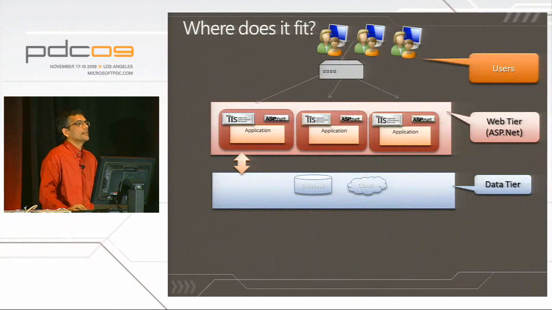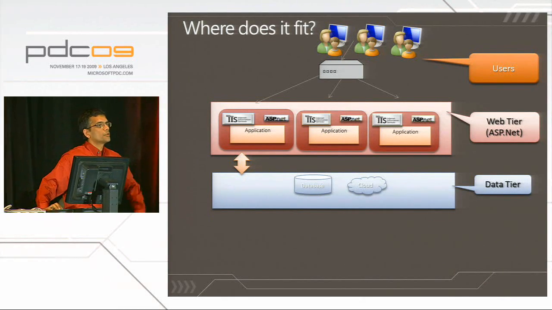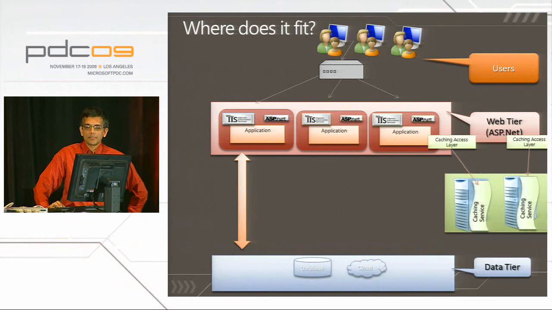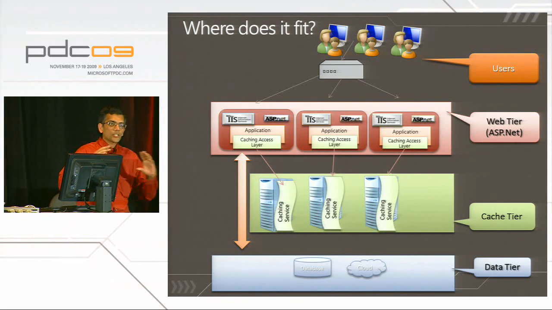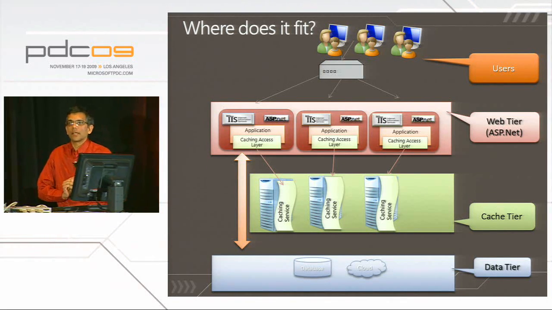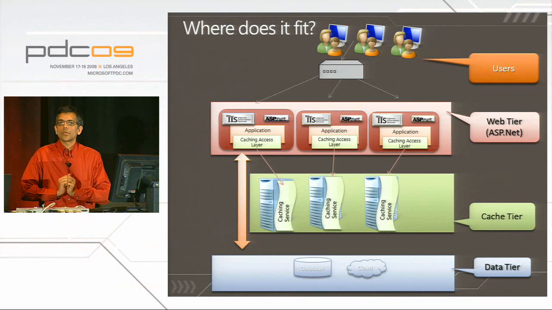So where does it fit in that grocery cart application? We said typically it's a two-tier model. So it basically slides in between your web tier and your database tier. Essentially, it's a cache tier in itself. And then you add the cache client code into your ASP.NET app. So we will see some demos on how this actually works.